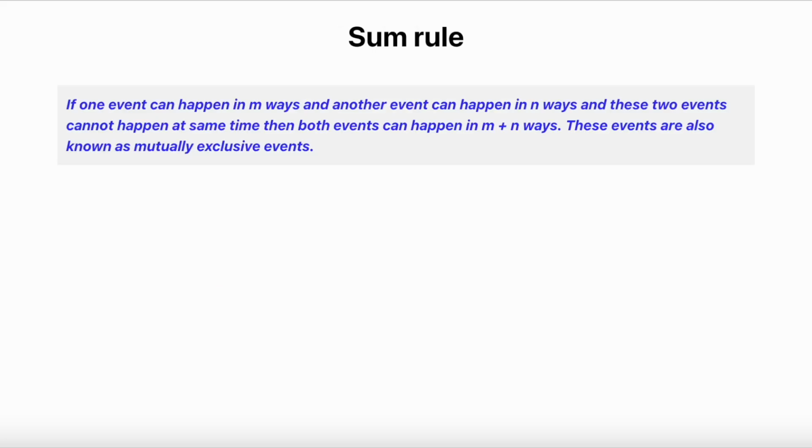Next, we can look at sum and product rules. Sum rule. If one event can happen in m ways, and another event can happen in n ways, and these two events cannot happen at the same time, then both events can happen in m plus n ways. These events are also known as mutually exclusive events.